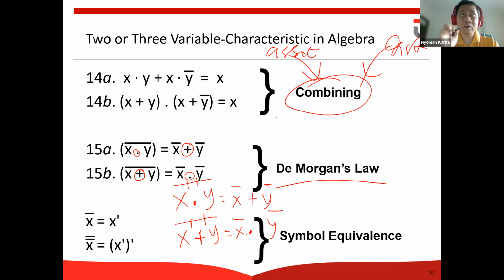Because we have difficulty creating a bar on top of a or b or x and y, we can also explain that not x can be described using the apostrophe. So x apostrophe is actually not x. Okay.